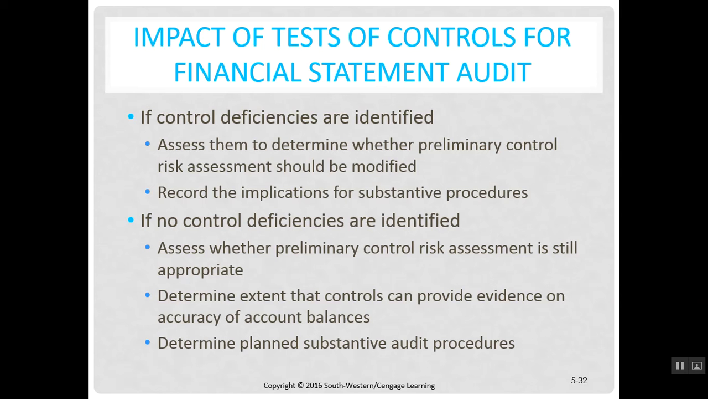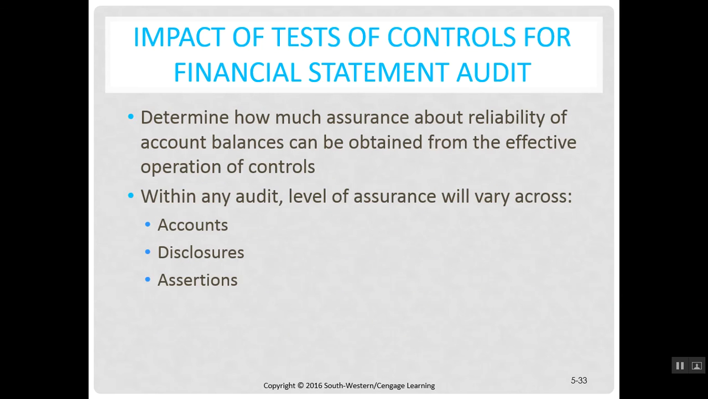If there are no control deficiencies identified, you still need to go back and revisit your control risk assessment to deem that it's appropriate, determine the extent that controls can provide evidence on the accuracy of accounts, and then determine your planned substantive audit procedures, which would be less if you're relying on controls. With any audit, the level of assurance is going to vary between the accounts, disclosures, and assertions.